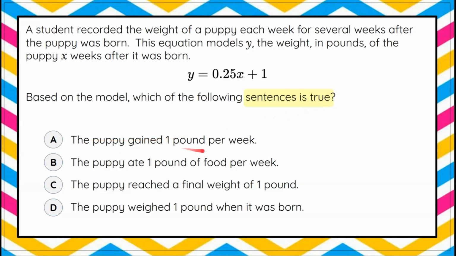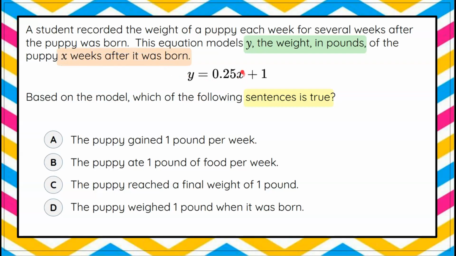The puppy gained 1 pound per week. The puppy ate 1 pound of food per week. The puppy reached a final weight of 1 pound. And the puppy weighed 1 pound when it was born. When we look at the information given, they're telling us that y, the weight in pounds of the puppy, after x weeks that it was born.